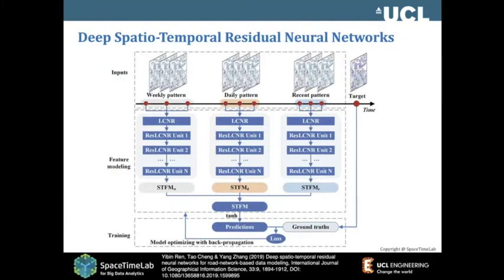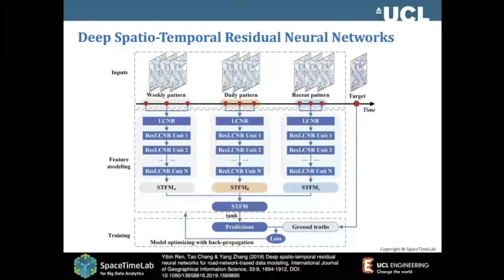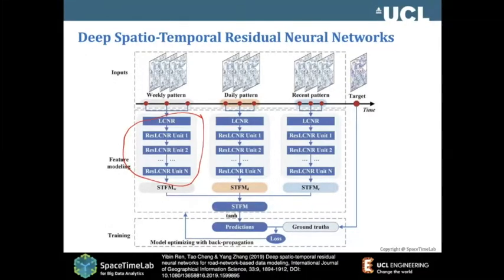We still divide the temporal patterns into recent, daily, and weekly. And then this bit is the spatial bit. This is a graph neural network, and then we sum them up. Again, this is in this paper. So this is great, okay?